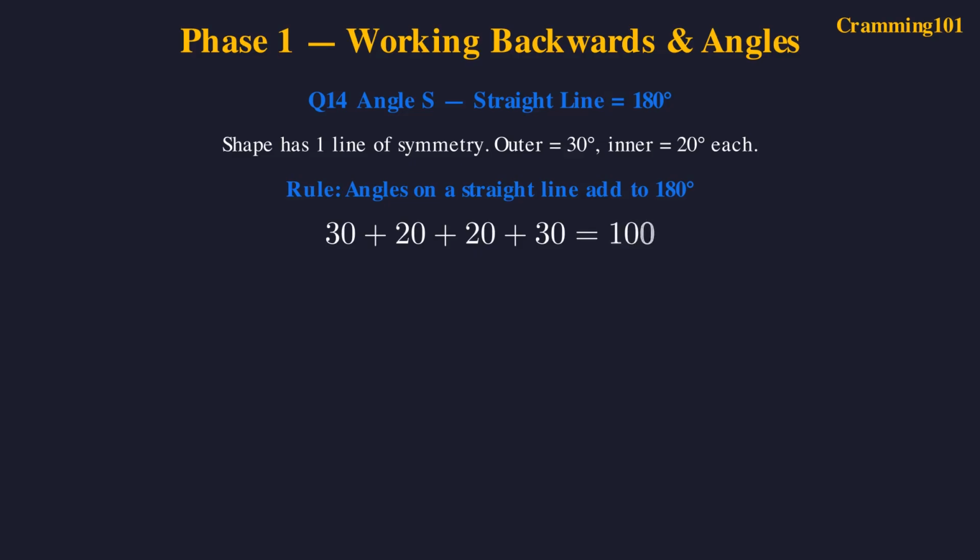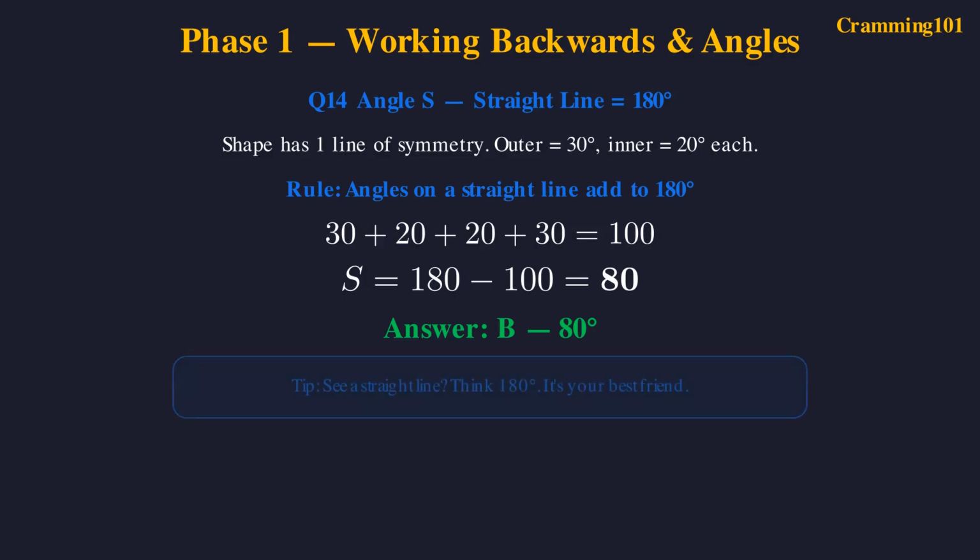We already know 30 degrees plus 20 degrees plus 20 degrees plus 30 degrees. Let's add those first. 30 plus 20 plus 20 plus 30 equals 100. Now subtract from 180. 180 minus 100 equals 80. So angle S is 80 degrees. The answer is B, 80 degrees. Exam tip. When you see a straight line, think straight line equals 180 degrees. That rule is your best friend in angle questions.